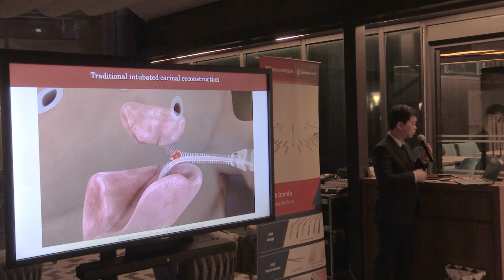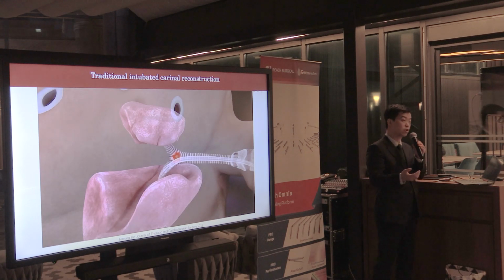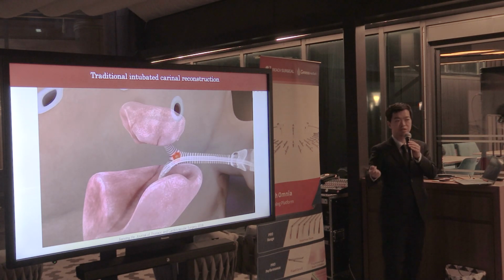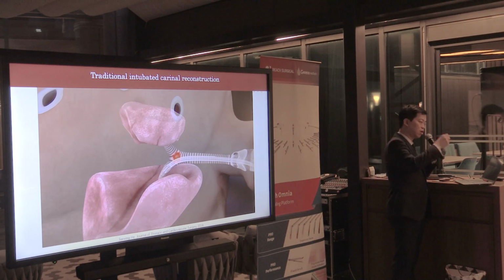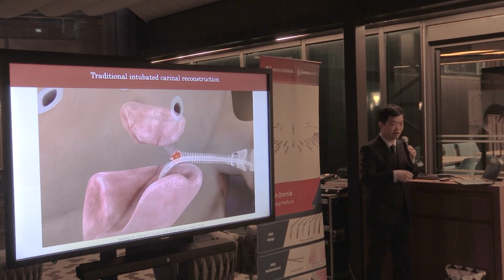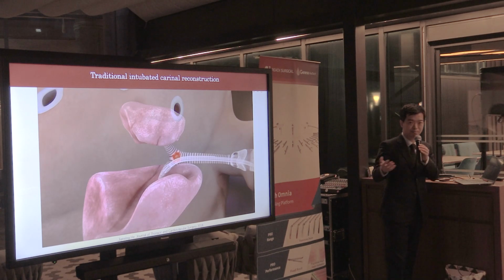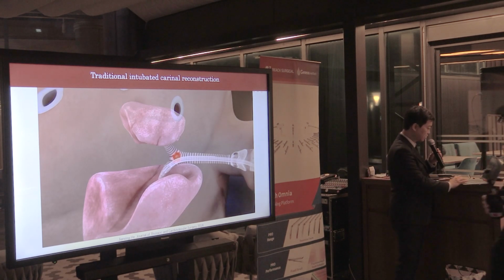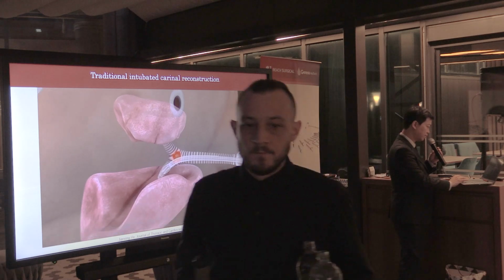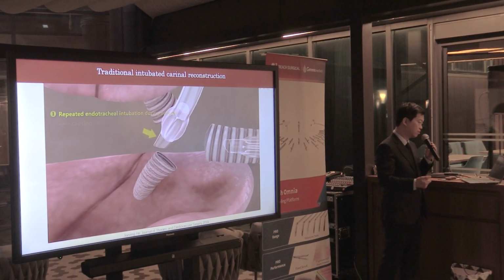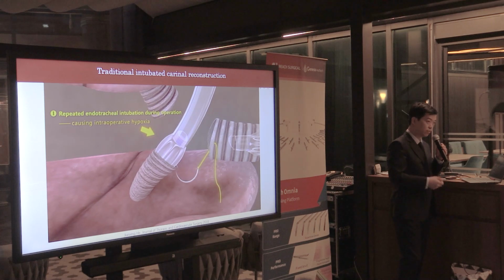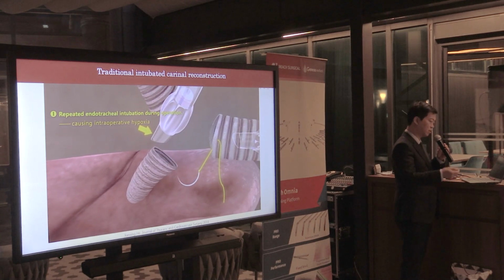For traditional intubated cardiac reconstruction, the patient also must receive intubation. That means the thoracic surgeon has to stop the procedure and let the anesthesiologist intubate again and again, so we can complete it smoothly, as we showed in the video. So this is the traditional cardiac reconstruction, and the thoracic surgeon will await the intubation.